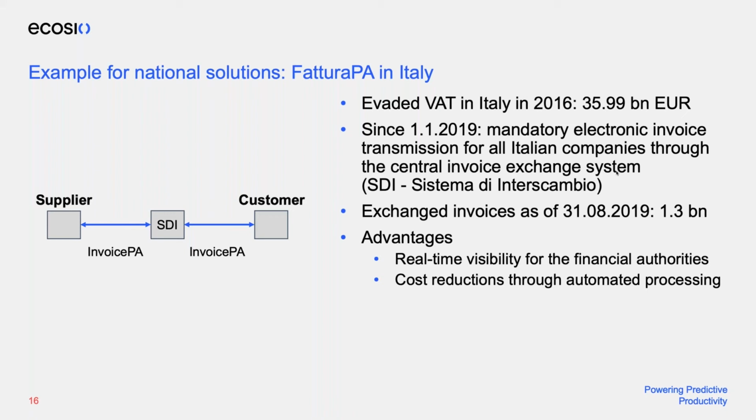All invoices from an Italian company to another Italian company must be exchanged through the central invoice exchange system, the so-called Sistema di Interscambio, as well as any invoice sent to a private person. So even if the private person receives a paper receipt, say at the till, that invoice must also be communicated to the SDI system. As of 31st of August 2019, we already had 1.3 billion exchanged invoices in Italy.